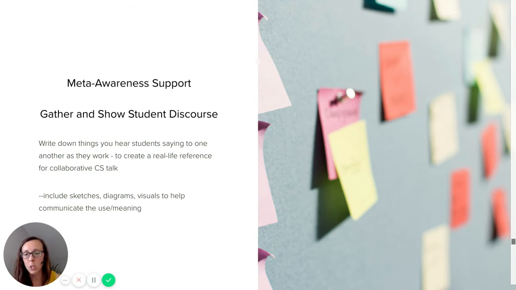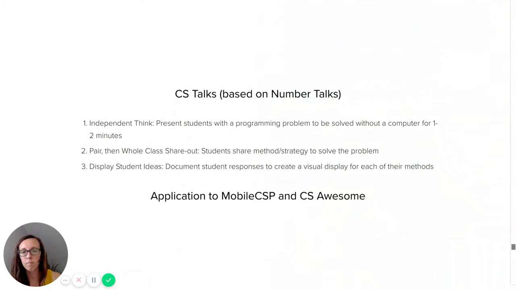Sketches, diagrams, and visuals can also be used to capture some of that meaning, and that's something that students can do as they're hearing and making sense of the academic language around them.